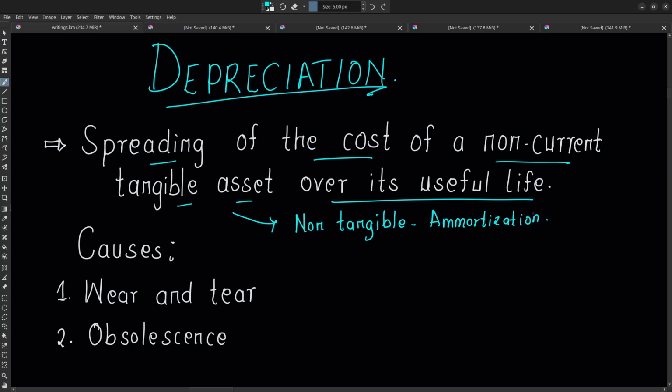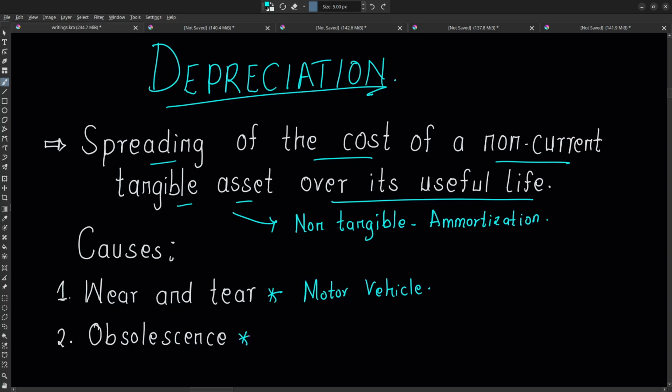There are two main causes of depreciation. There are many others, but these are the main ones, which is wear and tear. For example, when you use a motor vehicle for a period of time, you're going to notice the tire is wearing off, the engine also wears off. So as you use something, it wears.